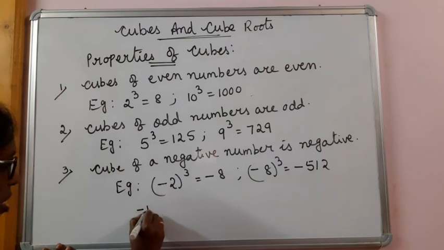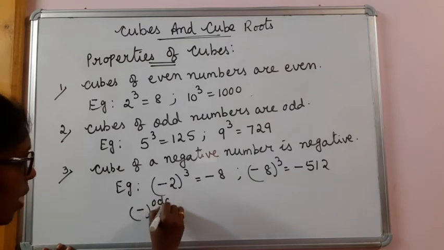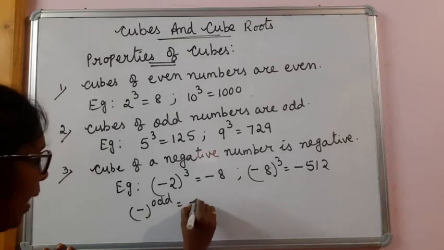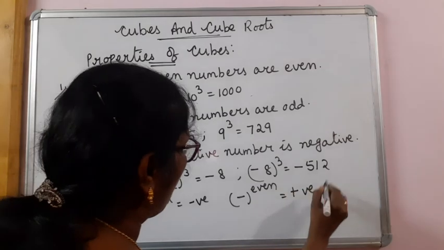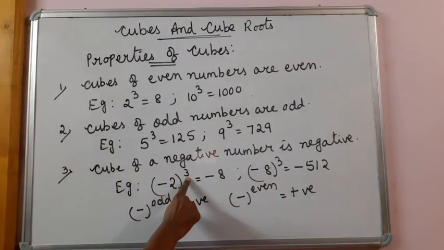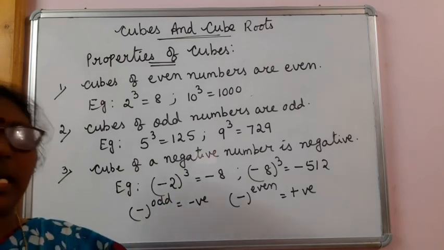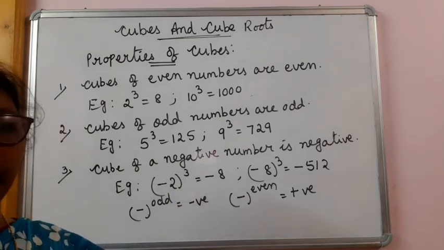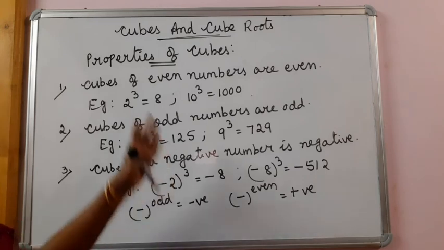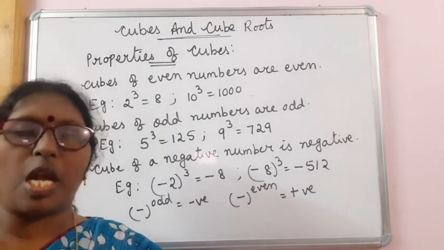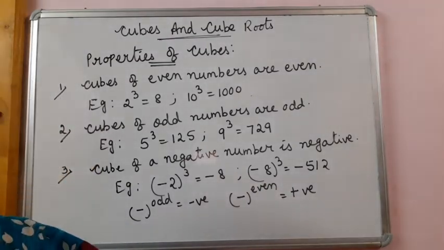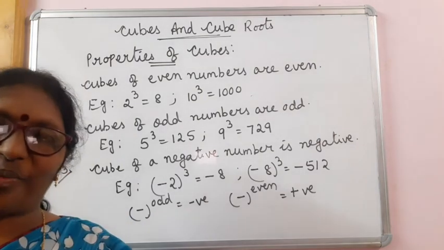Already you have learned that minus to the power of an odd number gives you a negative value, and minus to the power of an even number gives you a positive value. As 3 is an odd number, minus to the power 3 gives you a negative value. That's why the cube of a negative number is always negative. I hope this is clear to you. And if you have to find the cube of a rational number, the cube of a fraction means the cube of the numerator by the cube of the denominator.